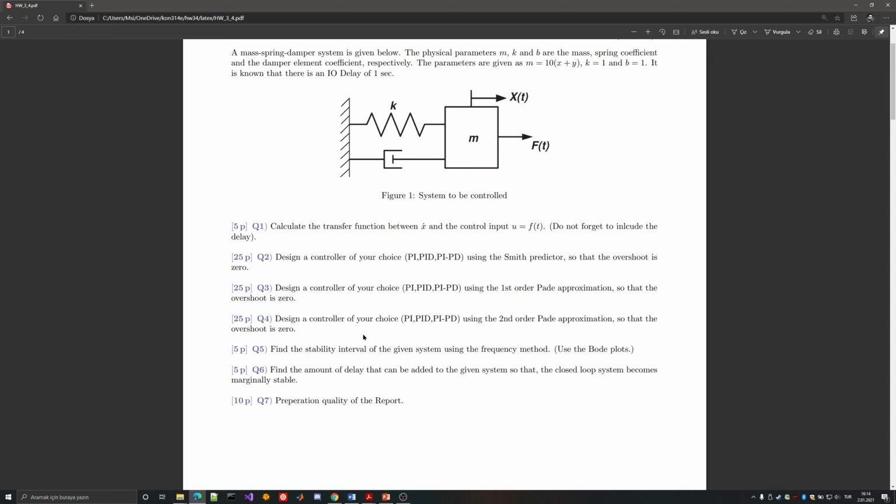We designed 3 controllers, and we are looking for the stability interval of this system. Also, in the next question, we look for the amount of delay that can be added to the given system so that it becomes marginally stable. So basically, if you watch the video of the frequency methods, you will see what I mean by this.